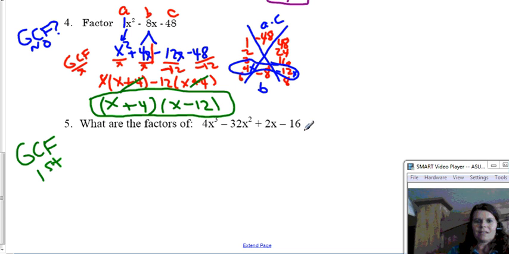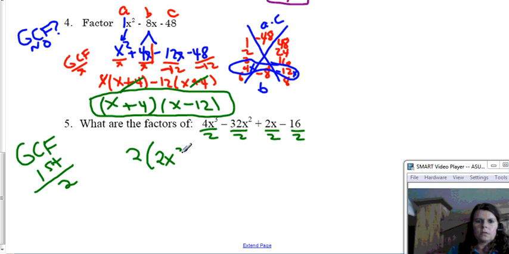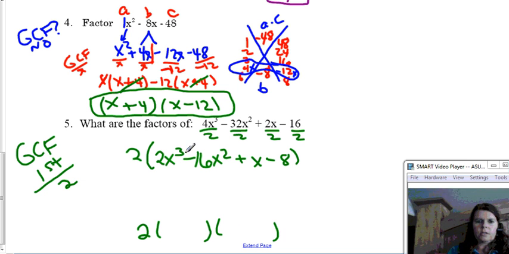So let's look. 2 goes into all these. There's not an x in everyone, so just 2. So we got GCF first, which is 2. So we got to write a 2, parenthesis, divide everything through by 2. So we got 2x cubed minus 16x squared plus x minus 8. And just don't forget about the 2. I like to bring it down and say, okay, I'm going to have some factors here with that 2 up front. Okay, now guess what, we can split the middle?